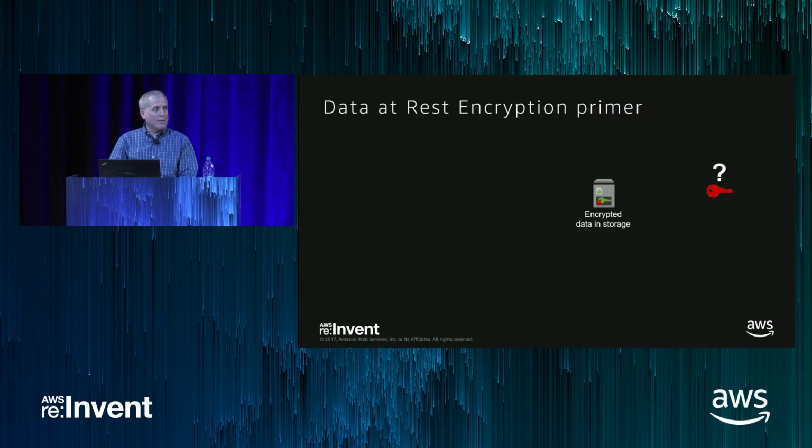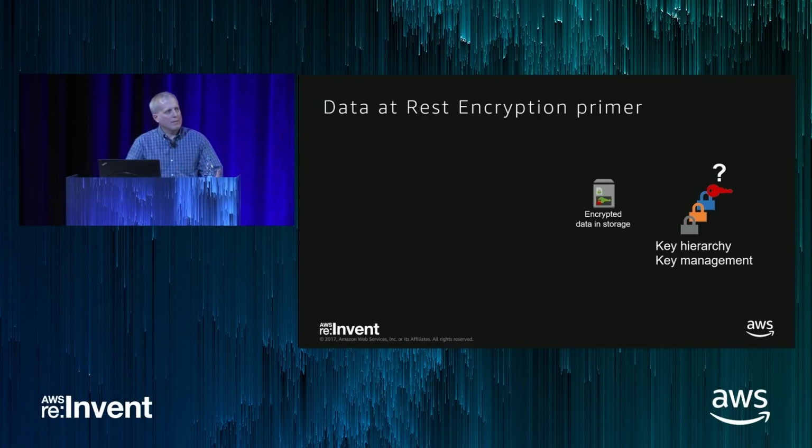Okay? But now you've got a plaintext key that you use to wrap the data key. What are you going to do with this? You can continue to encrypt and create what we call a key hierarchy. Right? At some point at the top of the hierarchy, you have to have a plaintext key available to be able to unwrap all the keys below it. That's where a key management system comes into play.